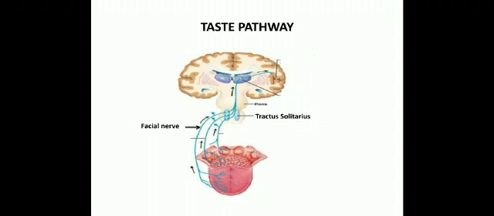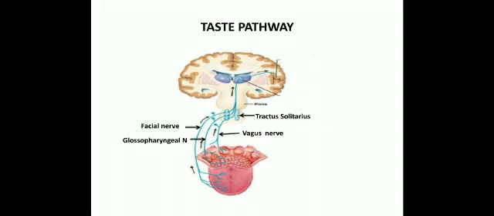The taste from the posterior one-third of the tongue, including the vallate papillae, is carried by cranial nerve 9, that is the glossopharyngeal nerve, till the inferior ganglion. The central processes also reach the tractus solitarius. The taste from the posterior-most part of the tongue and the epiglottis travels through the vagus nerve till the inferior ganglion of the vagus. These central processes also reach the tractus solitarius.